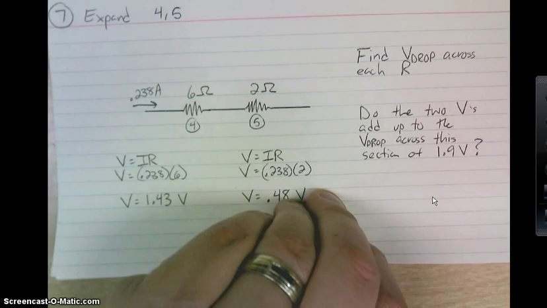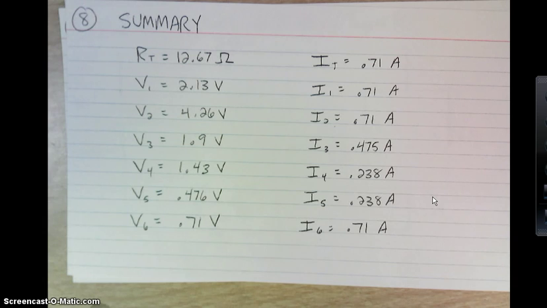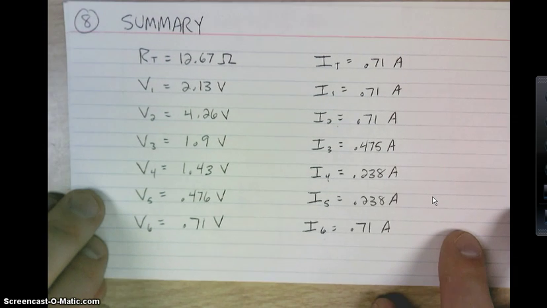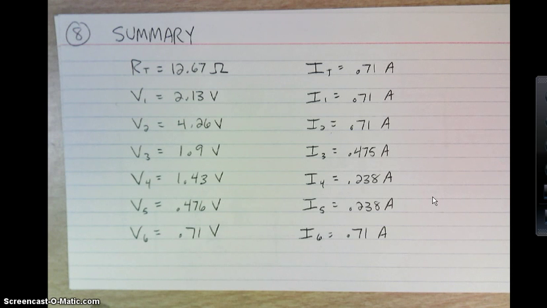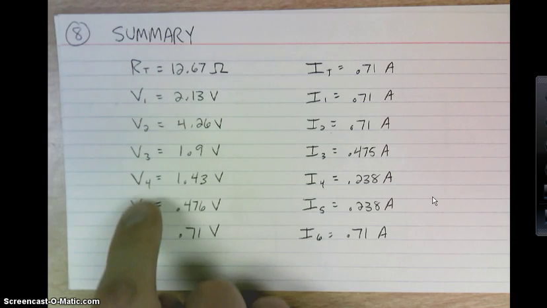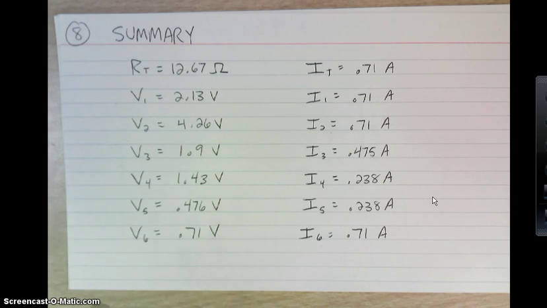So then essentially the next card is just a summary. This gives me a summary of the total resistance, the total current, and then the voltages and currents across or through each resistor. So I've put the voltages, voltage 1, 2, 3, 4, 5, 6, and the currents 1, 2, 3, 4, 5, 6.